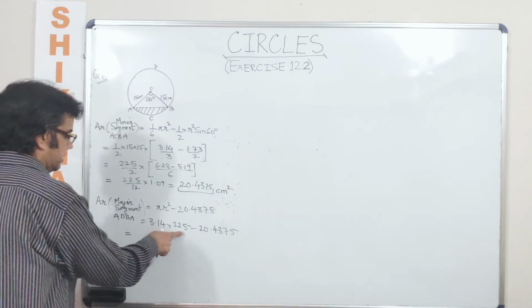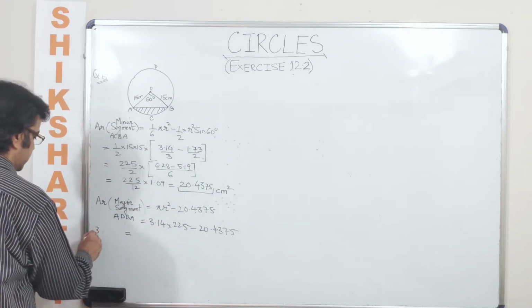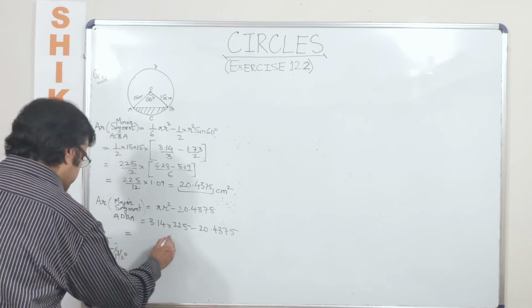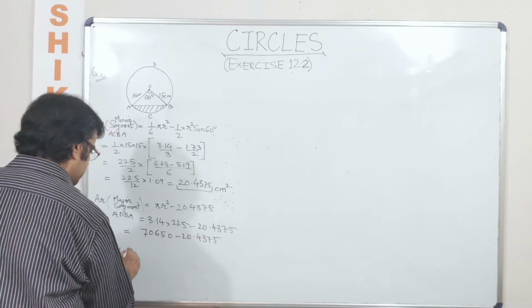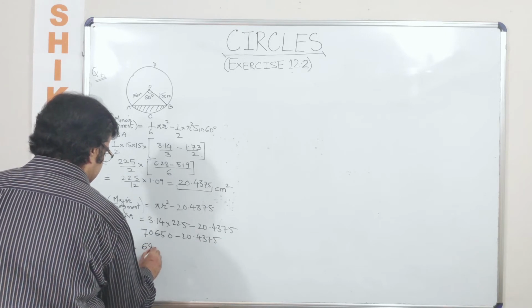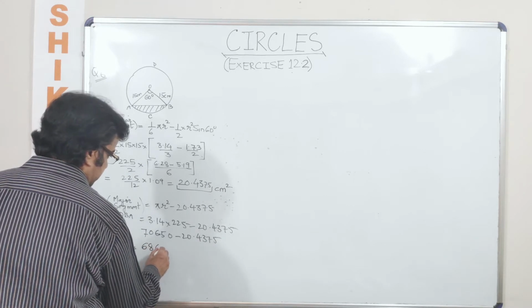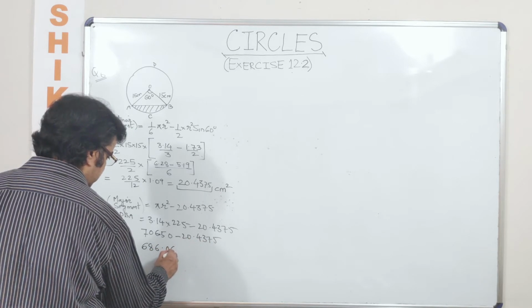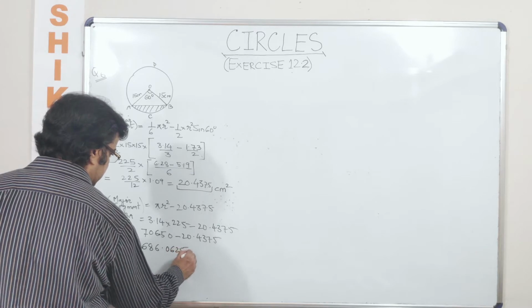But anyway, let me calculate this totally. When I calculate this totally, this should come out to be something like 686 point something. Now from this you are supposed to subtract this, which is just like saying 0.0625 centimeter square.